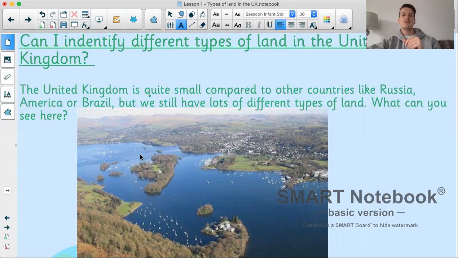What can we see in the middle here? We've got islands in the middle, haven't we? This is a lake, okay? The sea, the water is salty in the sea, it's salt water. In a lake, it's fresh water. If it was clean enough at the bottom, we could drink it, okay? Probably wouldn't drink it because there's probably mud and stuff in it, but it's fresh water.